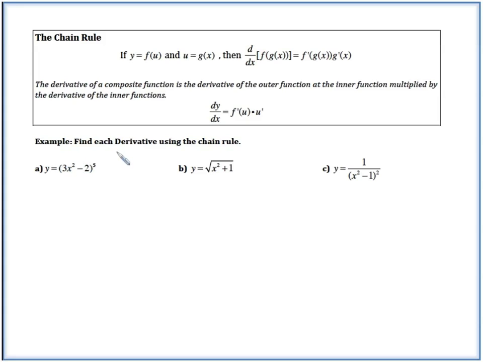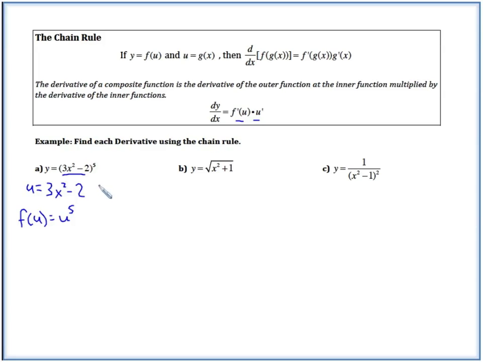Okay, so let's try some examples of the chain rule here. What we want to do is first decompose these functions. So we want to look for the inner function, which would be right here. So u is 3x squared minus 2. And the outer function, f of u, is going to be u to the 5th power. Now, as mentioned earlier, we can find both of these derivatives, and notice both of them are going to be used in our final derivative.